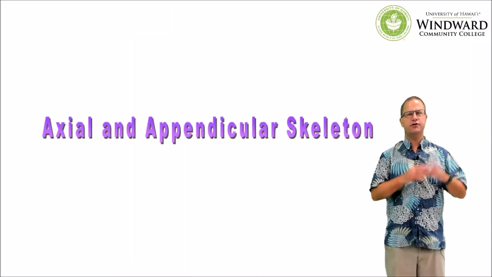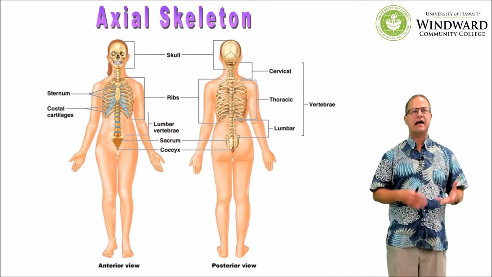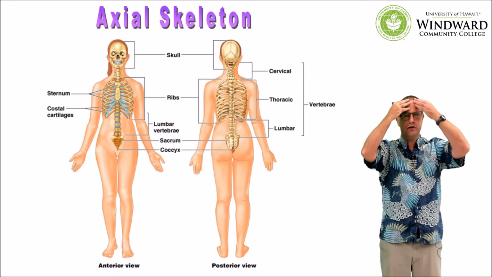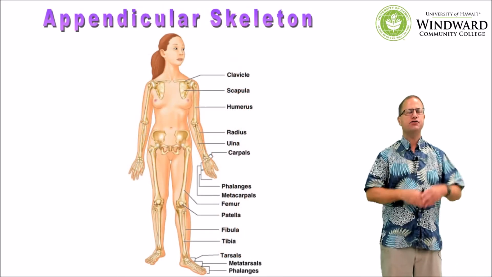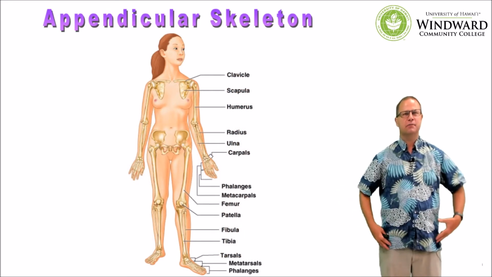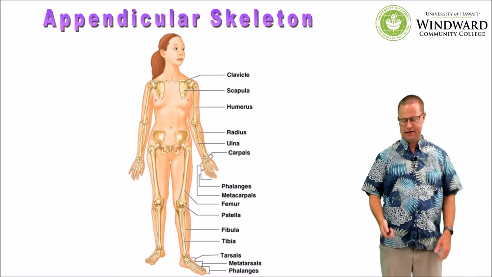Okay, now we're going to move on to talk about the axial and appendicular skeleton. So first, we're going to talk about the axial skeleton. The axial skeleton includes everything in a straight line, which includes your skull, your vertebra, and also your rib cage. In contrast, your appendicular skeleton is everything that is appended on to the vertebral column, and it includes things like your pectoral and pelvic girdles, along with your arms and legs.